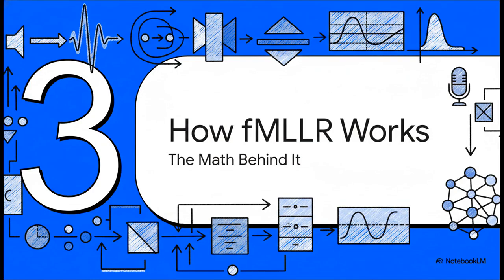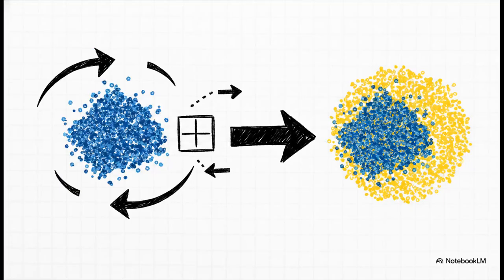Section 3, how fMLR actually works. So how do we actually do this? It all comes down to a remarkably elegant transformation formula. O hat equals A times O plus B. Now please don't let the math scare you away. In this equation, O is your original 40-dimensional feature vector.